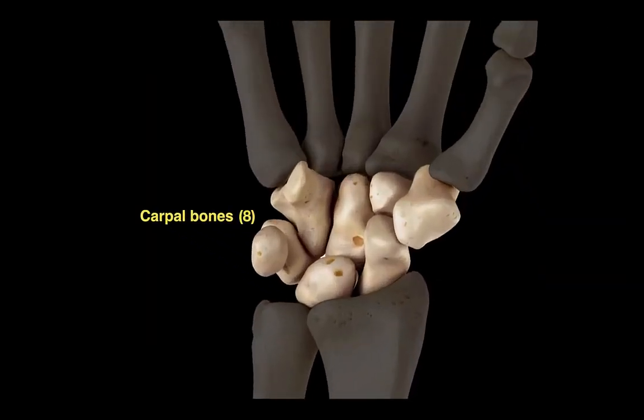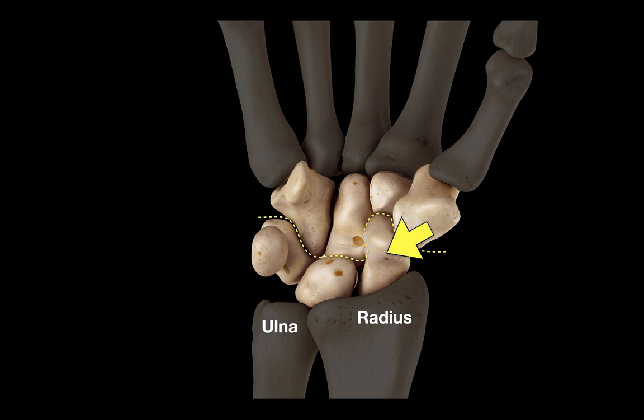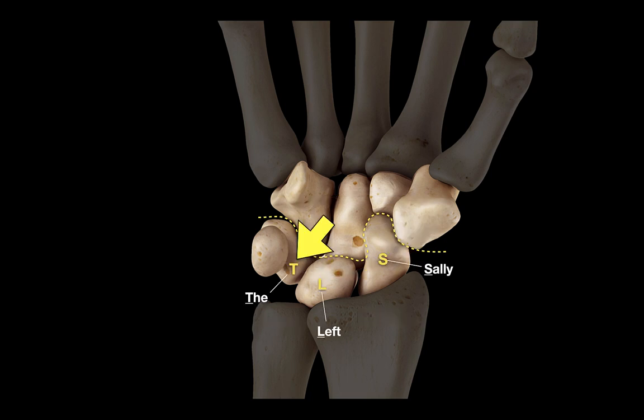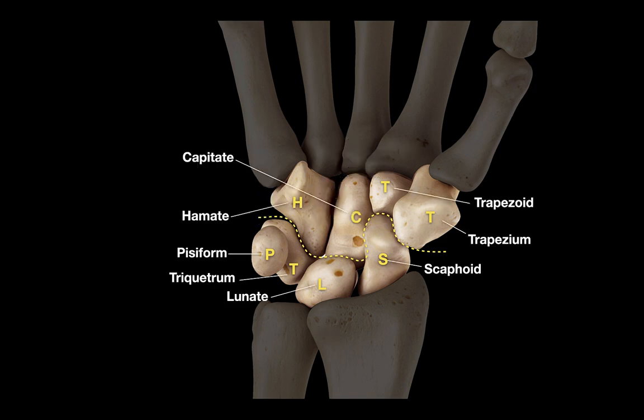Now, there are 8 carpal bones that are organized into 2 rows. If we put this imaginary line, there's a proximal row of 4 carpal bones and a distal row of 4 carpal bones. If we choose this bone here, which is on the radial side, and there's the radius and there's the ulna, and now we take a look from radial to ulnar side in the proximal and then distal row, using this mnemonic: Sally left the party to take Kathy home. Sally left the party, go to the distal row, to take Kathy home. We get these letters, the first letter of each of the carpal bones. So let's go through each one.